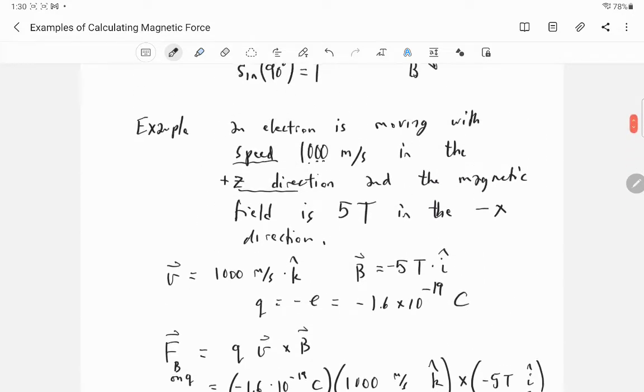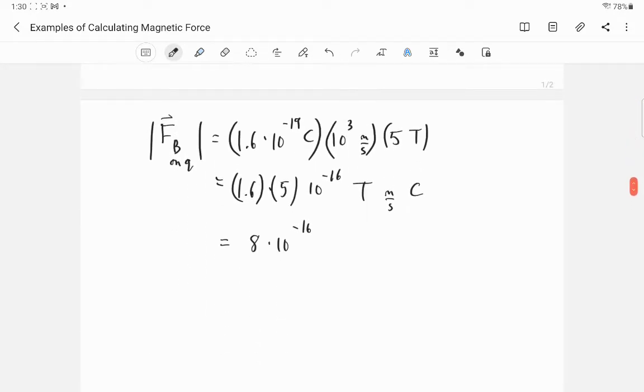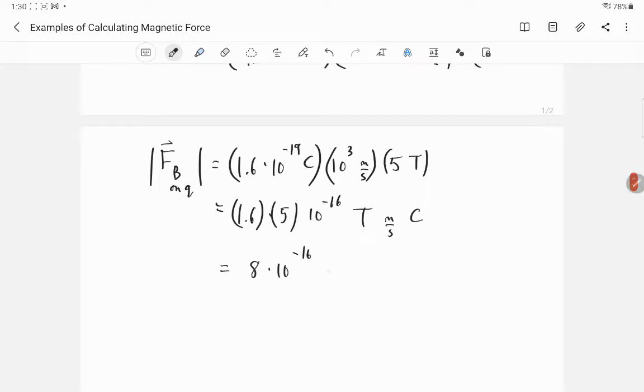And then the Tesla, you'll recall I defined it for you in the previous video. The Tesla was the Newton times the second divided by the Coulomb meter. And then I have meters per second times coulombs. That's what's left over. So everything in the parentheses is the Tesla, and the only thing left over is the Newton, because the seconds cancel, the meters cancel, the coulombs cancel. So this is about 8 times 10 to the minus 16 newtons.